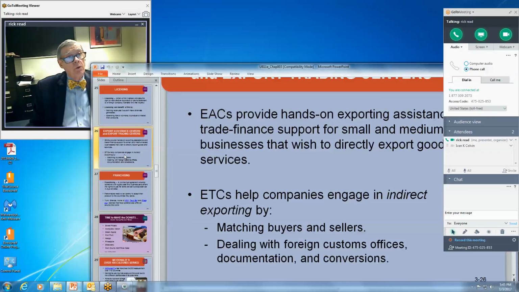And then exporting, simply we know what that is. We have exporting assistance centers, run by the Department of Commerce, that help people in the United States do business overseas. They provide expertise in exporting, sometimes with finance, etc. And they sort of smooth out the barriers, if you will, or smooth out the road, make it easier to do business. Then you have the ETCs, which help companies engage in indirect exporting by finding buyers and sellers, and then dealing with the customs office and documentation and things of that nature.